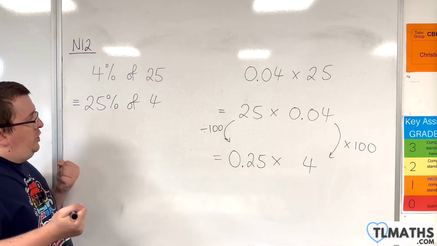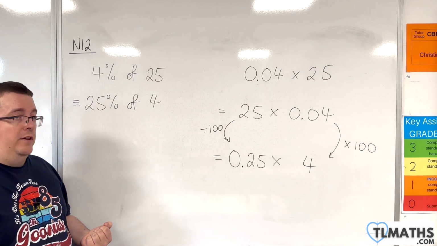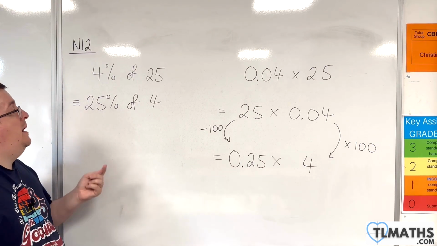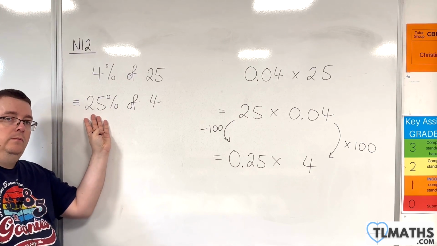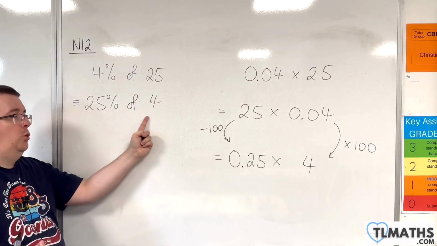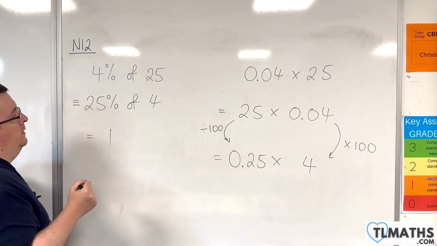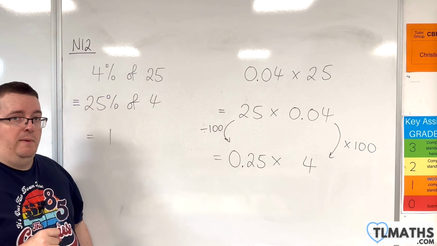Now, the reason why I'm showing you this is because one of these might be easier than the other. 4% of 25, well, I can do, but 25% of 4, well, 25% is a quarter. So this is just asking what's a quarter of 4, which of course is 1. So actually I've made the problem a lot easier for myself here.